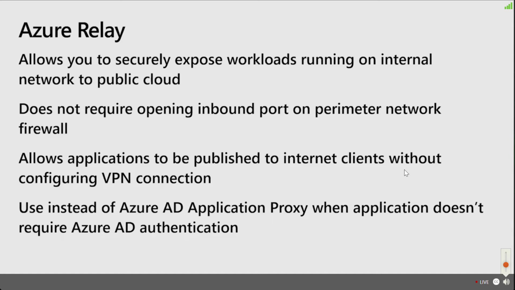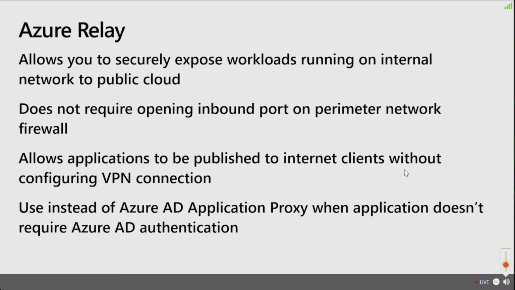Now, the other benefit of Azure Relay is it doesn't require you to open an inbound port on your perimeter network firewall. So the agent establishes an outbound connection rather than Azure establishing an inbound connection. It also allows you to publish applications to clients on the internet, where the endpoint will be in Azure, without configuring a VPN connection.